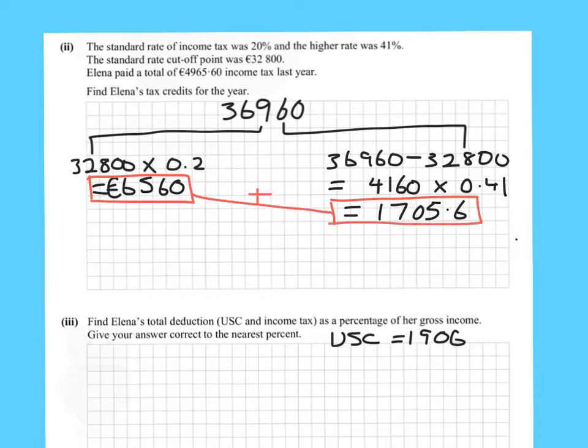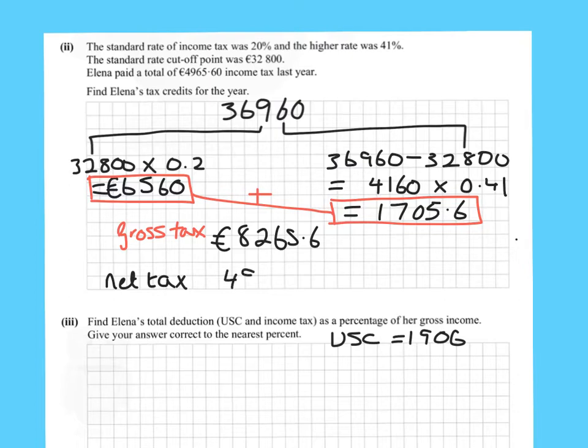And we know from all of our practice that we're going to take these two here and add them together. So when we do that, we get 6,560 plus 1,705.6 equals, and this is our gross tax. So our gross tax is going to be 8,265.6.